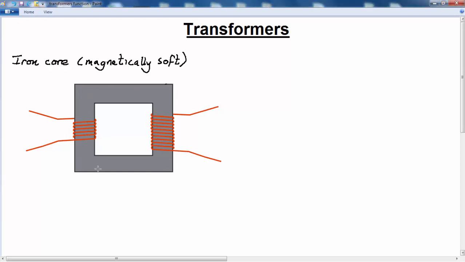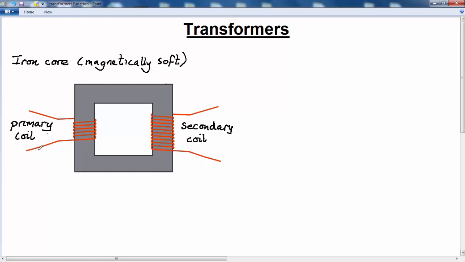So we have the core, which is made from a magnetically soft material such as iron, or soft iron as it's known. And this has the important property that it's able to be magnetized and demagnetized rapidly. So this is the primary coil, that's the primary circuit, and this is the secondary coil. So how does the transformer work?